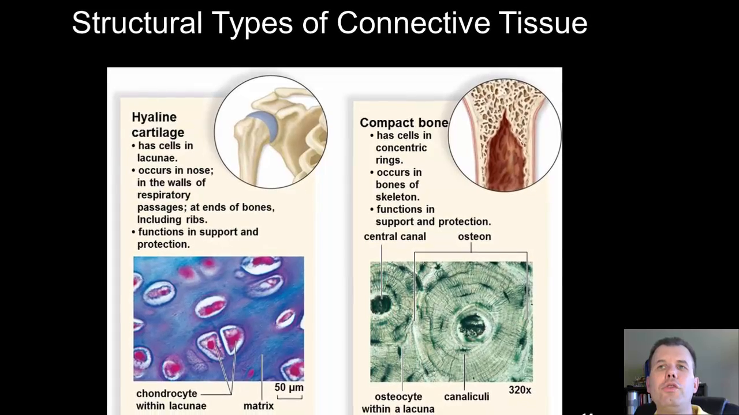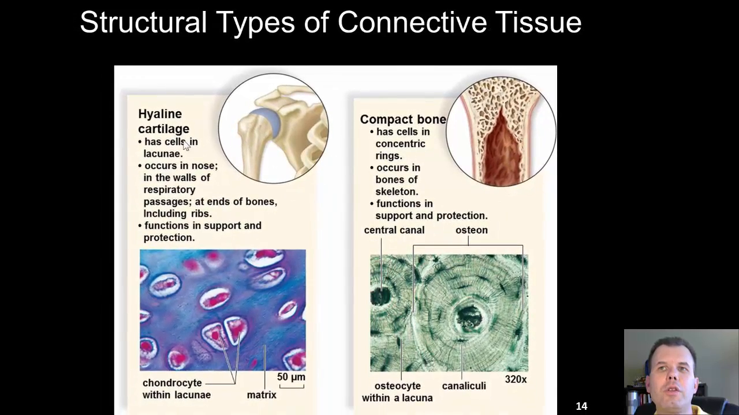Okay. Now the two structural types of connective tissue include the cartilage, and again, cartilage has a lot of matrix, and then you see the cells, which are called chondrocytes, inside this matrix. And so these chondrocytes secrete this matrix, and then they kind of surround these cells.